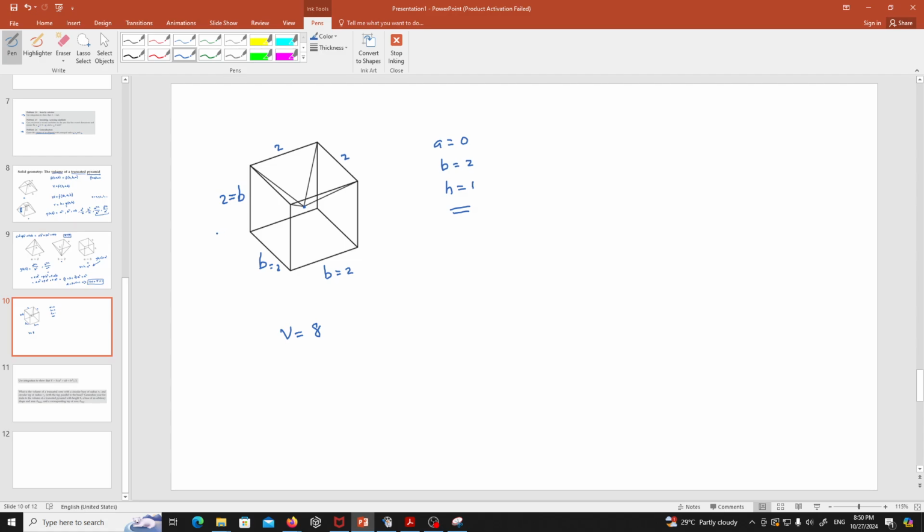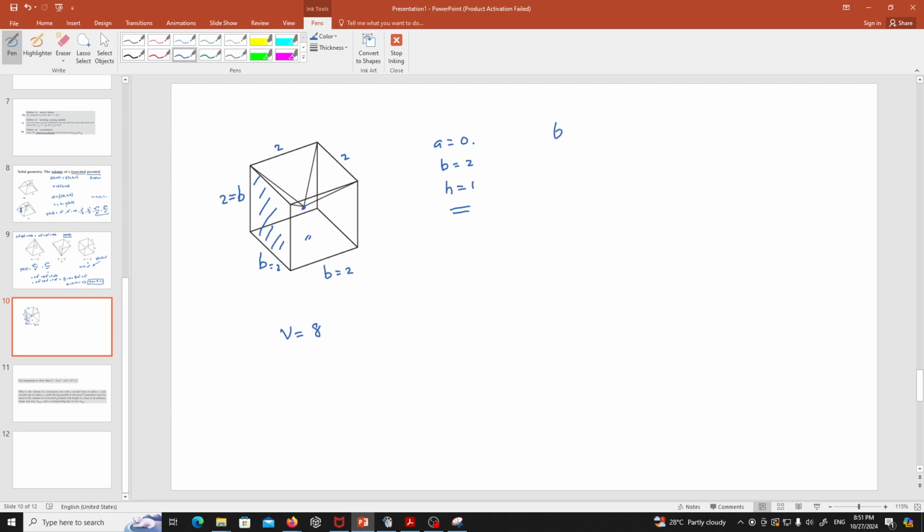Can I similarly insert one more pyramid with the base covering here? Yes, without interfering with this pyramid, and the tip of that pyramid will also just touch here. Similarly, for each face I can have one pyramid. So the total number of pyramids which I can put inside is 6.